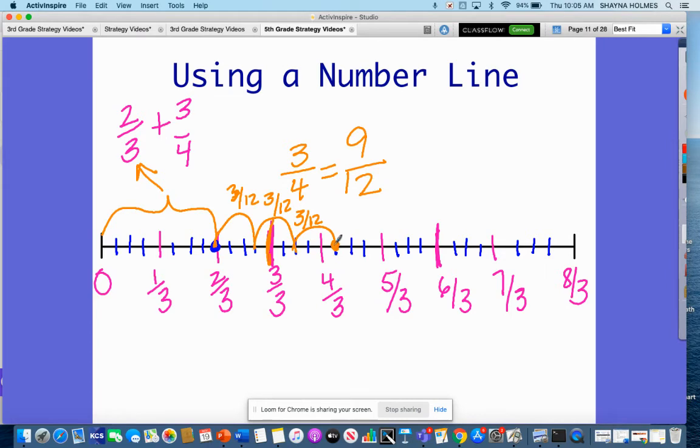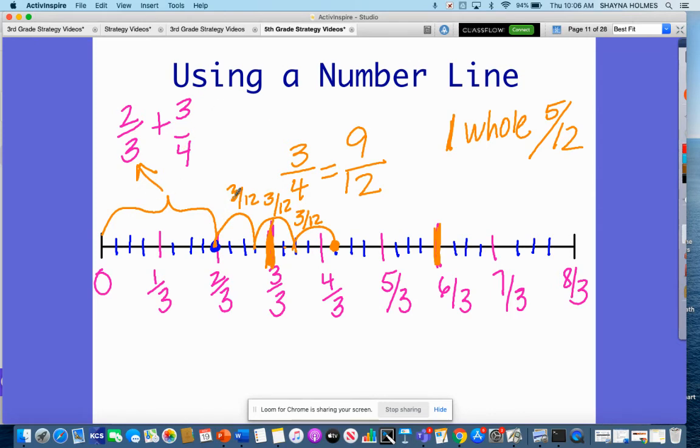Now, remember, this is not equal to 4/3. It's one little section over. So I actually have one whole here. I have one whole, and then from here to here is my next whole. So I actually have 1, and 1, 2, 3, 4, 5: 1 whole and 5 12ths. 1 whole and 5 12ths.